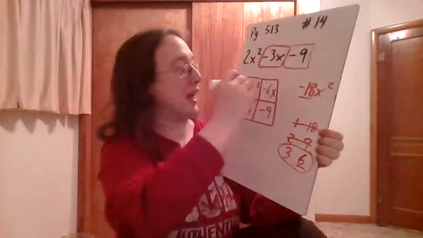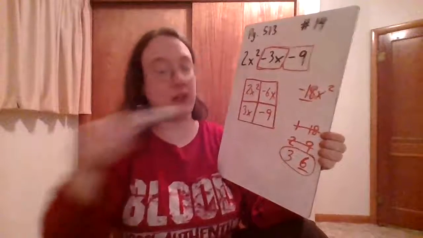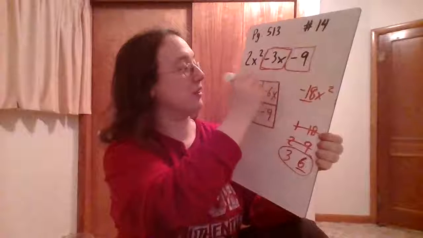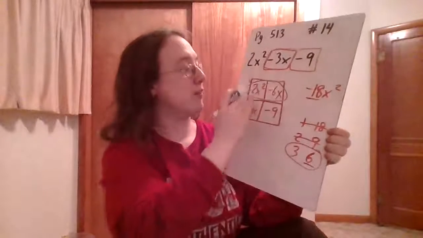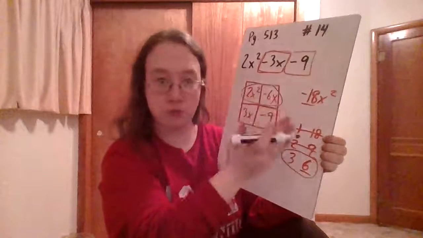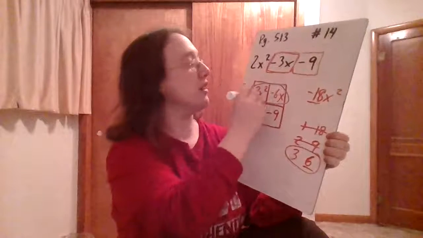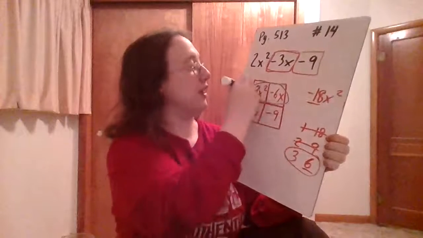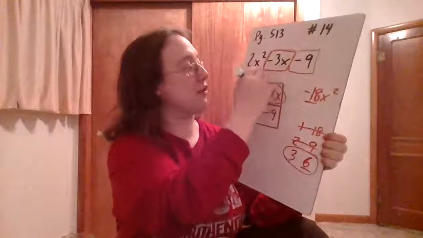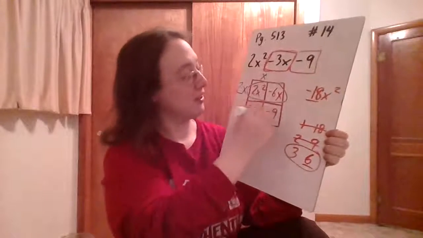Because if we're looking at the biggest thing that we can pull out of each row, the biggest thing that goes into 2 and 6 is 2. Because the only things that go into 2 are 1 and 2. 2 goes into 6, so that's the one we want. Then the next comes out with it. And again, these are going to both be your x things.